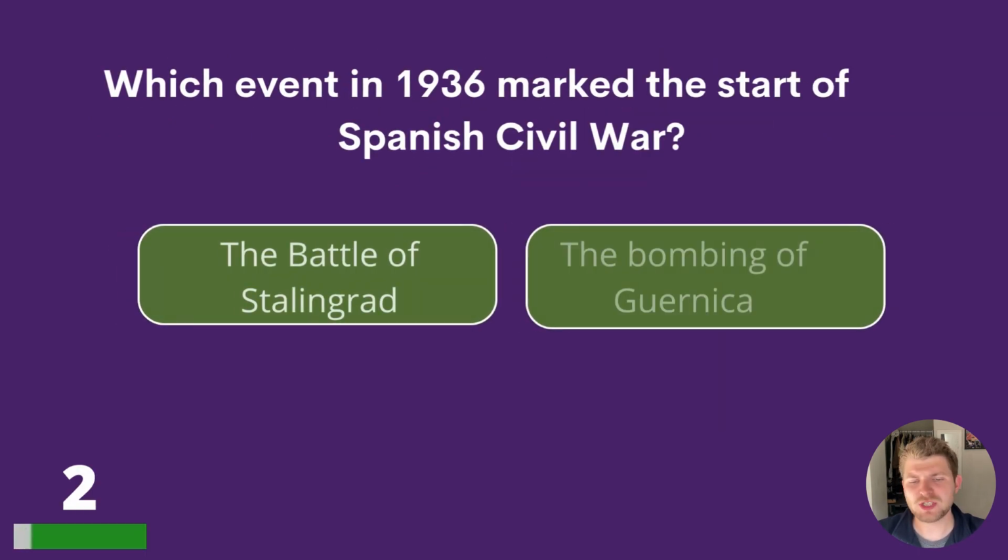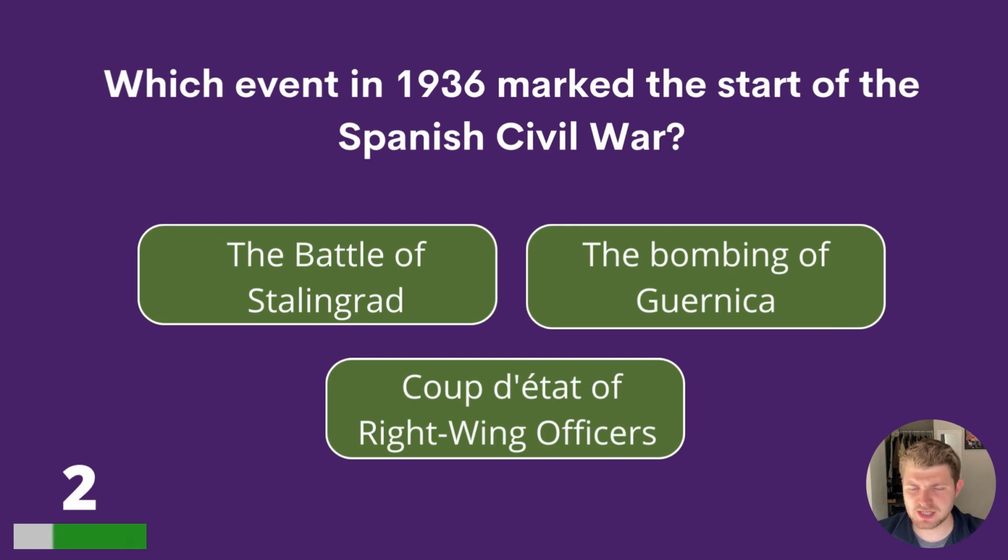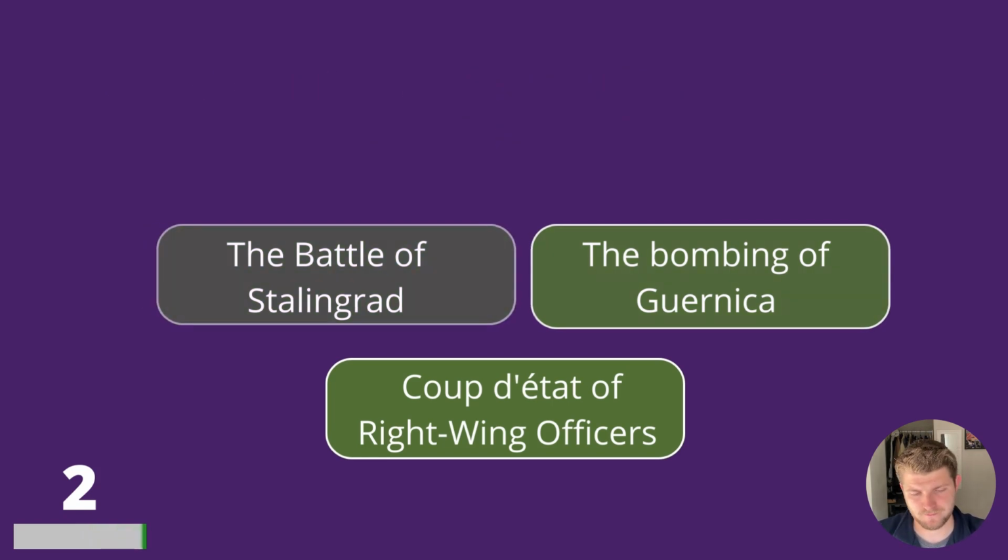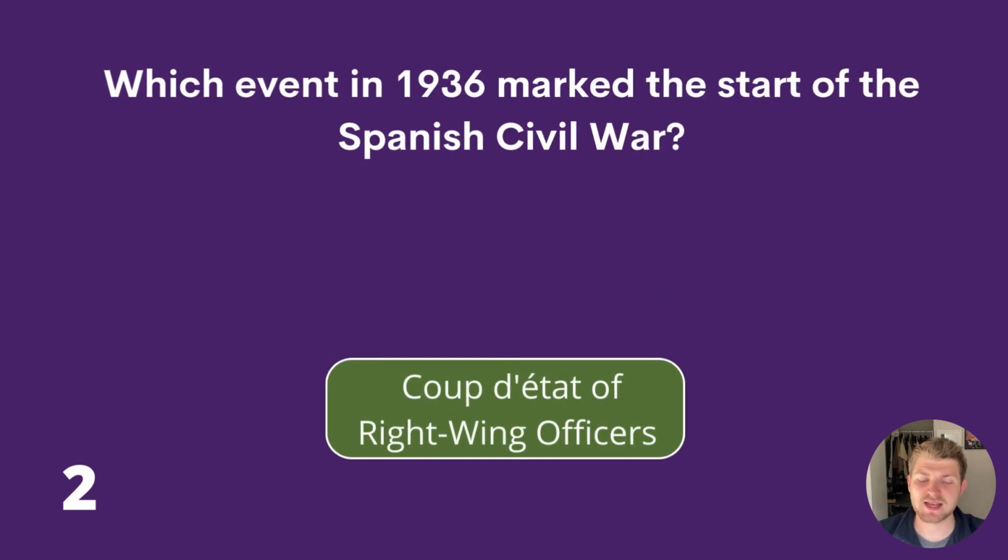Question 2. Which event in 1936 marked the start of the Spanish Civil War? The Battle of Stalingrad, the bombing of Guernica, or coup d'état of right-wing officers? The answer is coup d'état of right-wing officers.